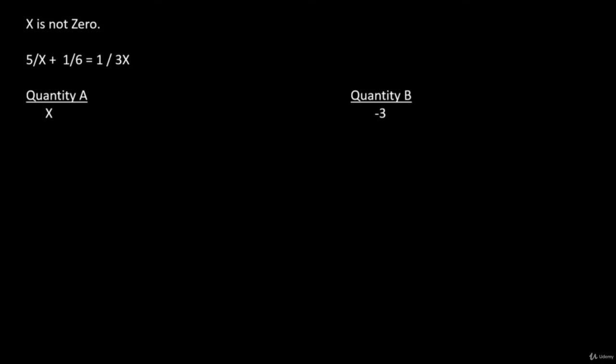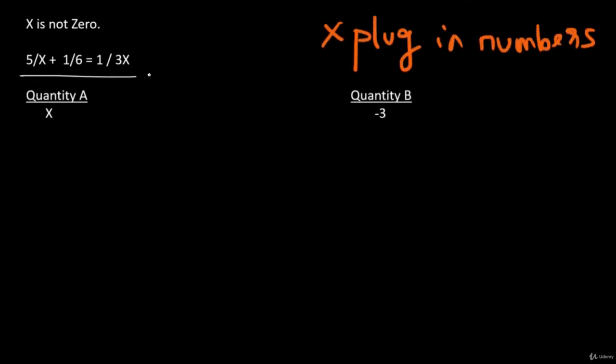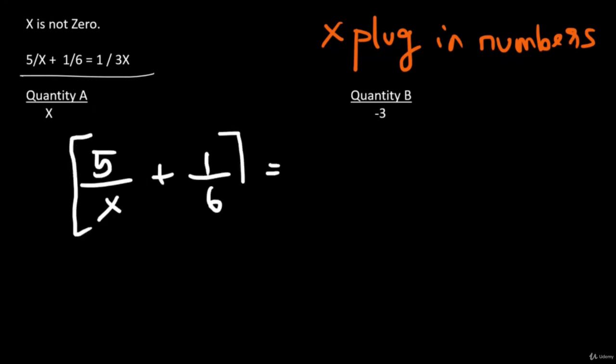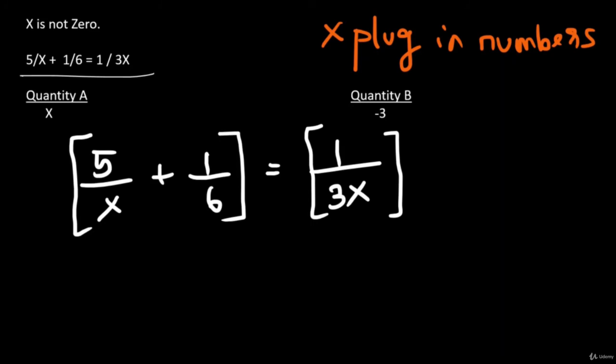I hope you have given it a try. Now remember, you cannot plug in numbers over here, right? x has to satisfy the condition given over here. Now we have 5 by x plus 1 by 6 is equal to 1 by 3x.